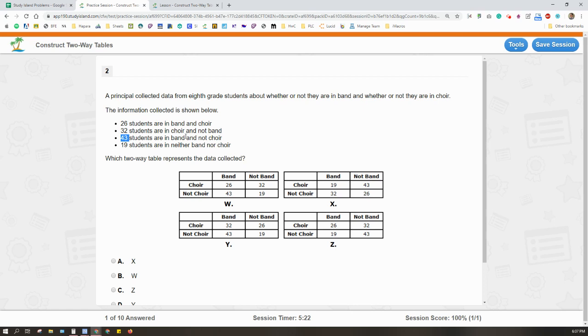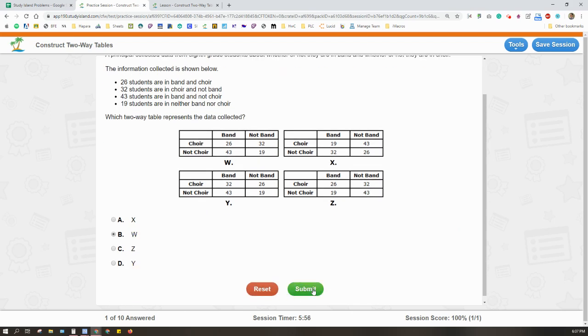43 students are in band but not choir. So which one of these tables that we are trying to choose from has 43 students in the band column with not choir? So right here, band, not choir, 43. That matches. What about here? Band and not choir, only 19. The 43 is in the not band and not choir. That would be neither band nor choir. So that means that choice W is the only one that works. 19 students are in neither band nor choir. It says it right there. Those four numbers match up.